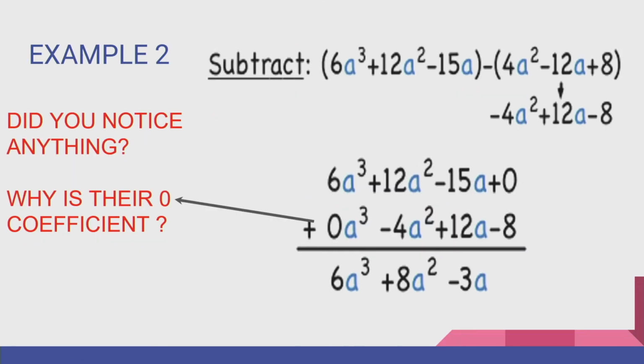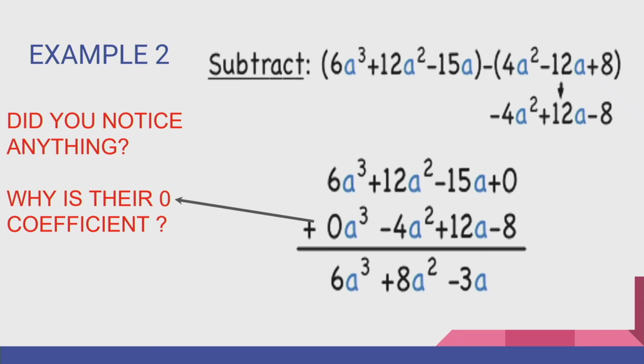So let's take another example. Subtract 6a cubed plus 12a squared minus 15a, and you have to subtract it from negative 4a squared minus 12a plus 8. So our step 1 is just check whether both the parts are in standard form of polynomial or not. Let's look at our first expression. The exponent is 3, then the exponent is 2, and then the exponent is 1. So yes, it is in the standard form.